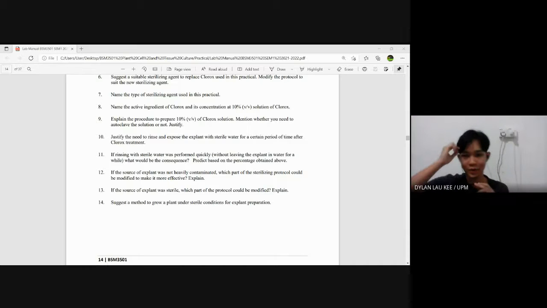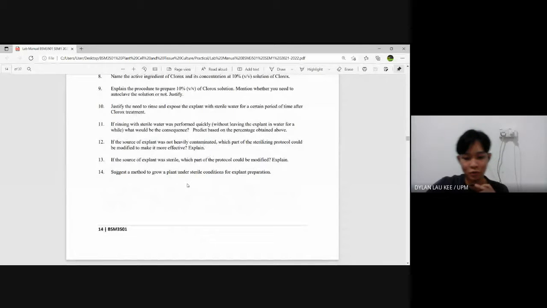Okay. Thank you, Angelyn, for the clear explanation. Anyone has any other question? If no, then we move on to question number 14. Suggest a method to grow a plant under sterile conditions for explant preparation.